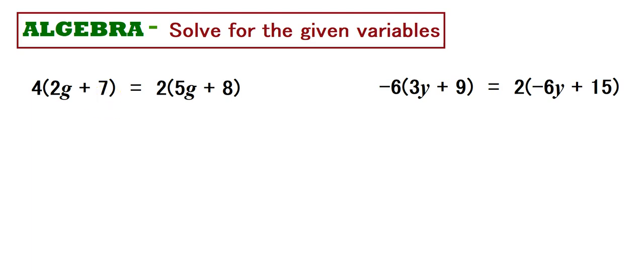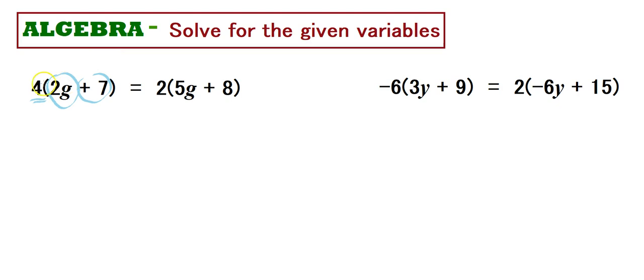So we'll do the first one first. So 4 brackets 2g plus 7 brackets. Let's do that. What we have here is a term outside the bracket and two terms inside the bracket. The two terms inside the bracket are plus 7 and plus 2g. And we have to use the term immediately outside the bracket, which in this case is 4, and multiply it by each of the terms inside the bracket.